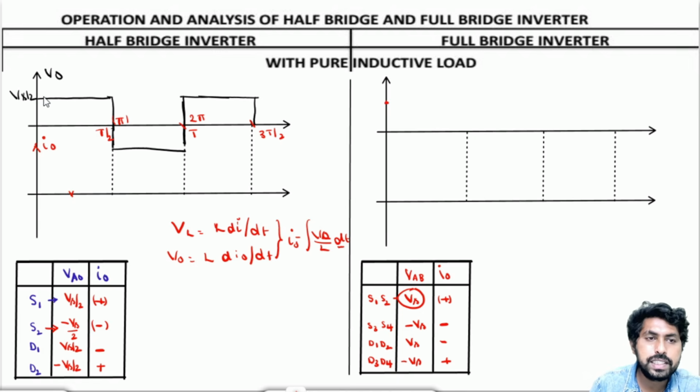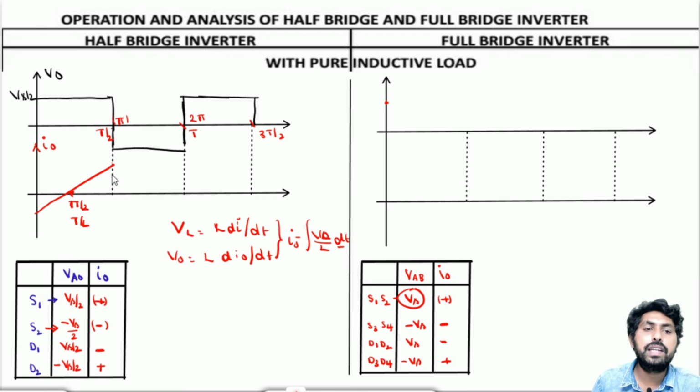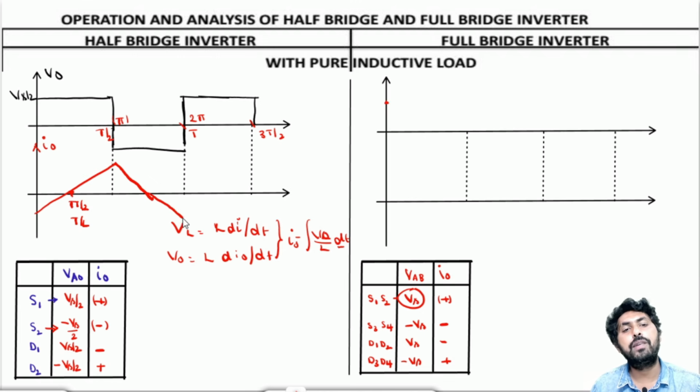that is the unit step, I will get the ramp wave or triangular waveform. So the waveform nature should be like this, and it lags the voltage by 90 degrees, that is T by 4. And the output current can be drawn like this.